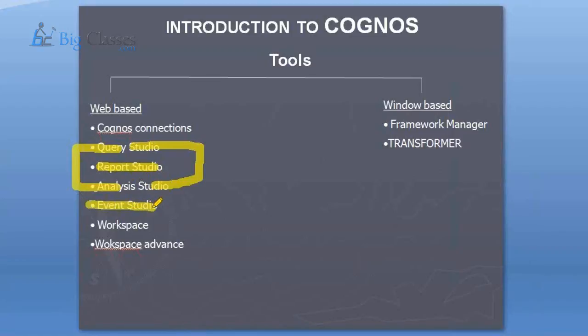Event Studio is for event monitoring. For example, each month end, if any of my salespersons crosses 10 lakhs of revenue generation, I want to send an appreciation mail to them. We can do that with Event Studio. Of course, in most projects we won't use Event Studio either. And Workspace is for creating dashboards. Users can create their own ad hoc dashboards, or we can also create them. This is Workspace Advanced, again an end user tool. So overall, as a developer, we are going to work with Report Studio only.